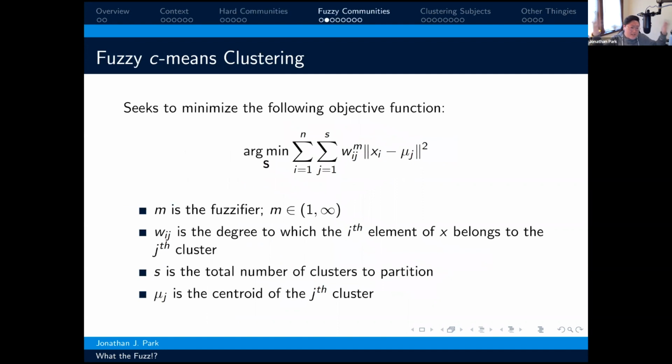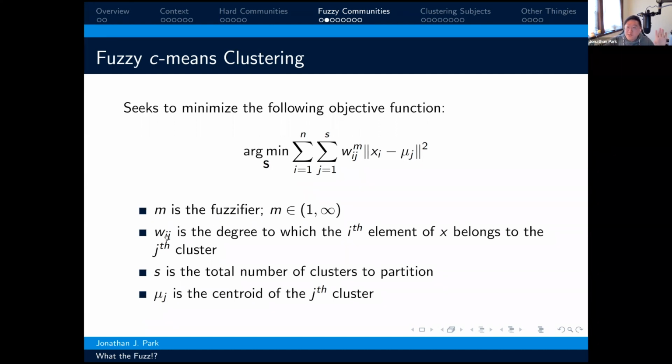So this is the objective function for fuzzy c-means, which is, again, just the fuzzy version of k-means. And the thing that really is the most important to see is that we have this w value, right? So w sub ij to the m, where m is the fuzzifier. And as I said before, that is the actual scientific term for this thing. And it ranges anywhere between 1 and infinity. And I'll talk about what happens as we mess with the fuzzifier in another slide.